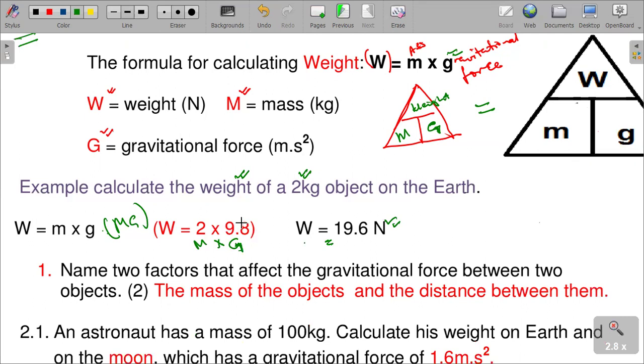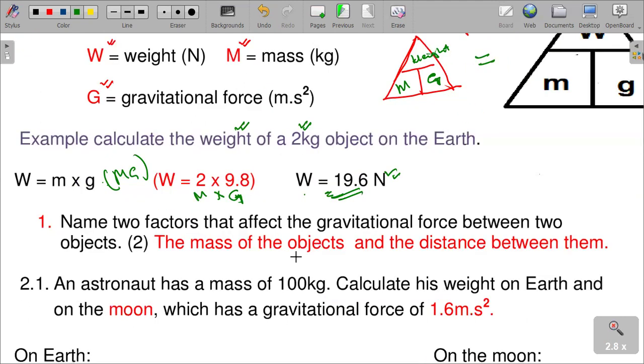Calculate the weight of a 2 kg object on Earth. It is given that our gravitational force is 9.8 newtons, and then we multiply by 2, and we get our weight as 19.6 newtons.